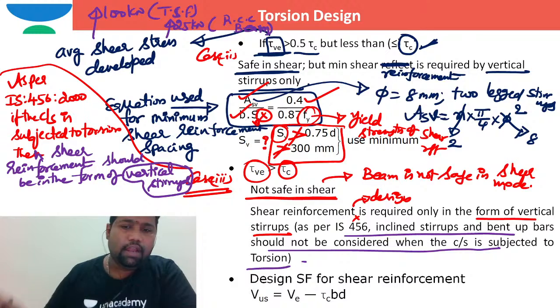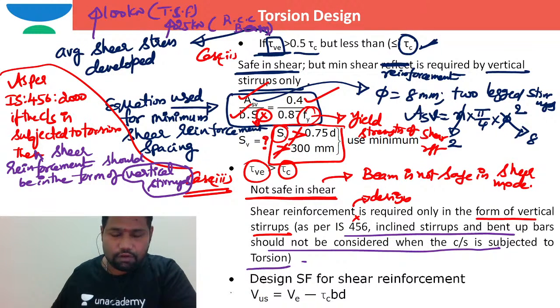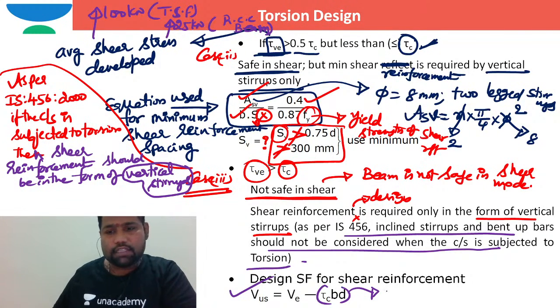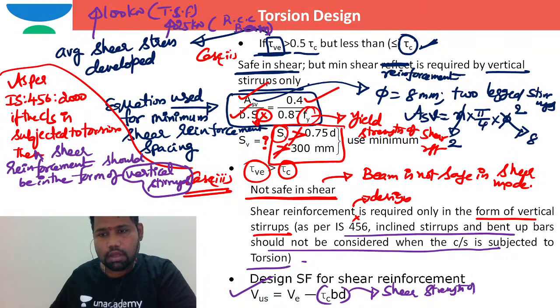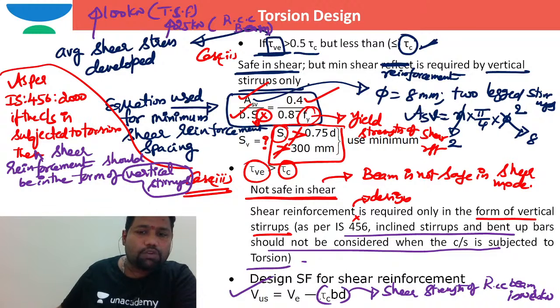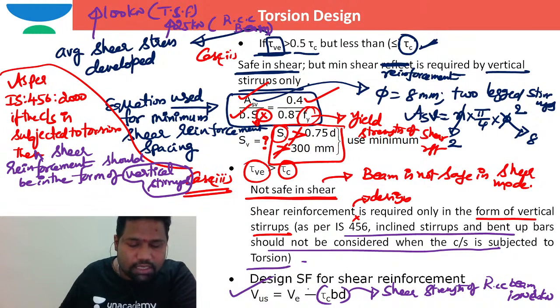In the same way, the design shear force for shear reinforcement, which we call Vus, is equal to Ve, the equivalent shear force, minus the shear strength of RCC beam, in newton or kilonewton. Actually, tau c itself is the shear strength of RCC beam. Tau c multiplied by the shear area will give me the shear strength of RCC beam in newtons or kilonewtons. Then definitely I am bound to get this Vus.